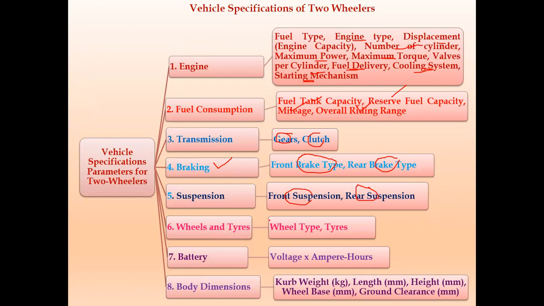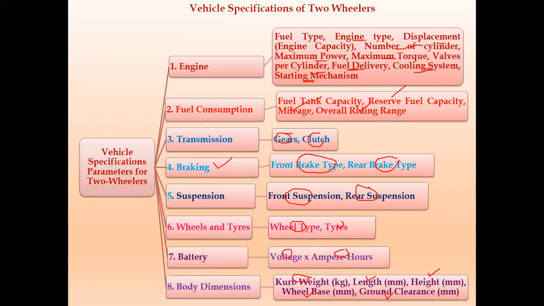Then we have wheel and tires. So type of wheels and tire specification is there. Similarly, we have battery specification, that is what is the voltage of battery, what is the ampere of that battery, and hours. Next, we have body dimensions. So it includes kerb weight, then length of the two-wheeler, height, then we have wheelbase, ground clearance. So these are the specification parameters.